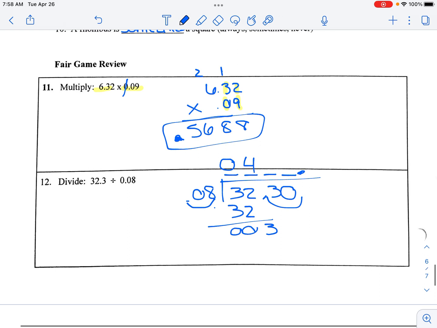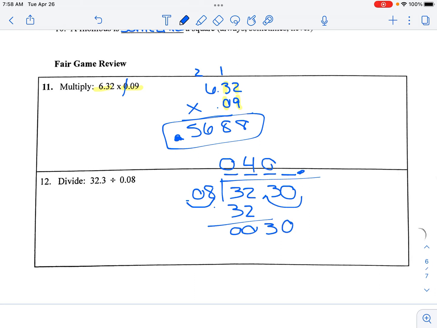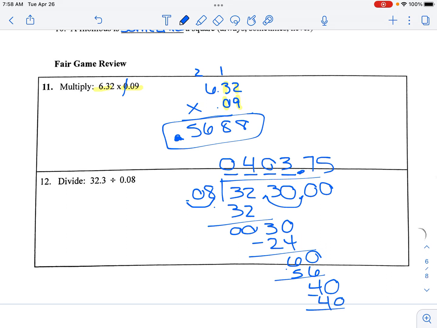8 cannot go into 3. Drop your next 0. 8 times 3 is 24. Add a 0 behind the decimal. 8 times 7 is 56. Add a 0. And 8 times 5 is 40. So your quotient should be 403 7/500. All righty, folks, that's it.